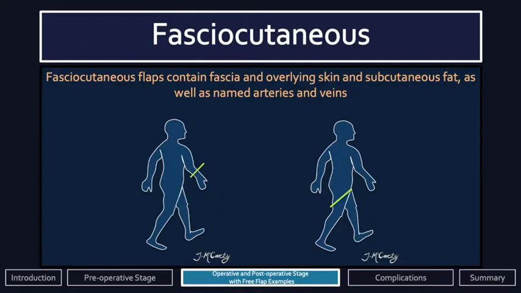Moving on to fasciocutaneous flaps. These contain fascia and overlying skin as well as subcu fat. They contain an epithelialized component, and therefore they can be used to restore skin or mucosal defects. These flaps are unique in that they can also be tubed or rolled to form a conduit. The two most common of these flaps are the radial forearm free flap and the anterior lateral thigh flap.